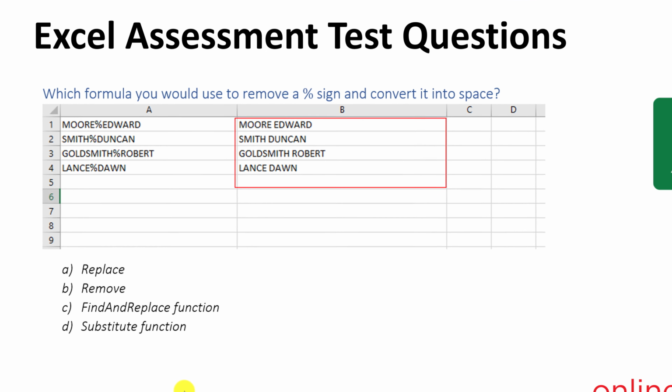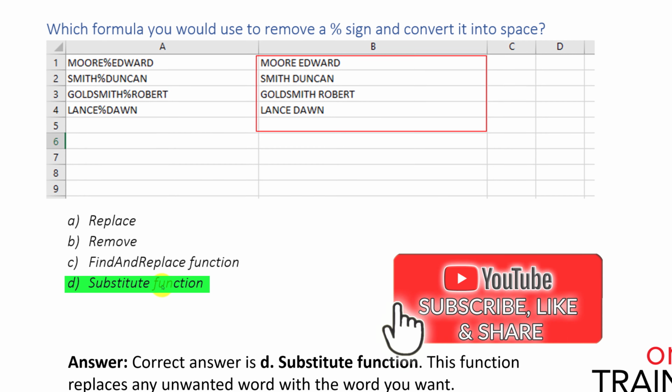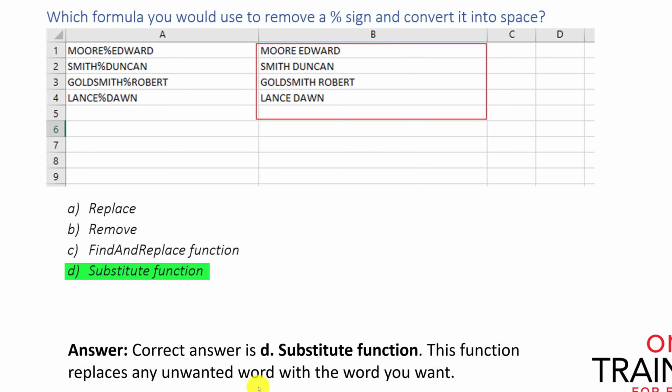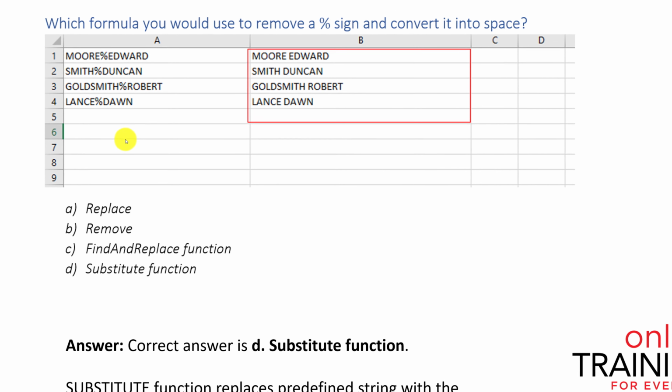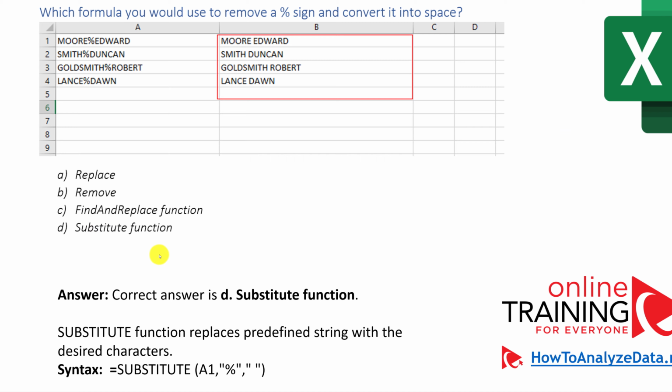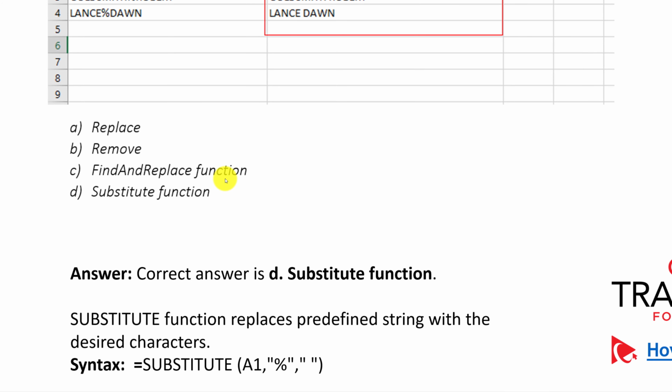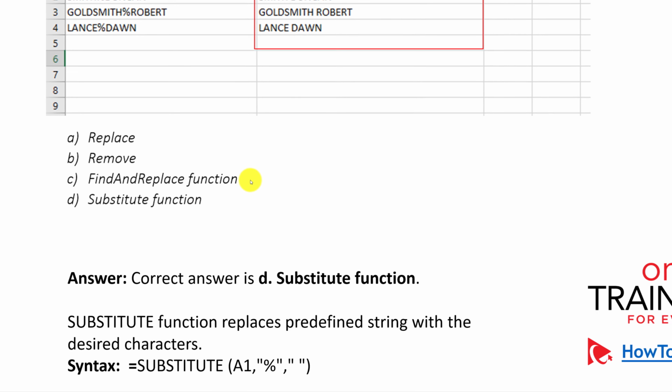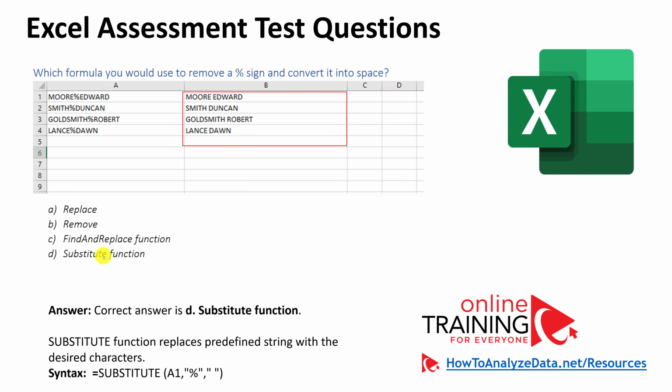So the correct answer here is D, substitute function, because this function replaces any unwanted word with the word that you want. The tricky part of this question is that there is also an option that looks very valid. For example, find and replace function. But find and replace is a functionality in Excel. There's no such function as find and replace. So you need to be careful and read the entire answer and make sure you're not making a mistake. The only function that exists is substitute that can make this substitution of the percentage sign with the space.